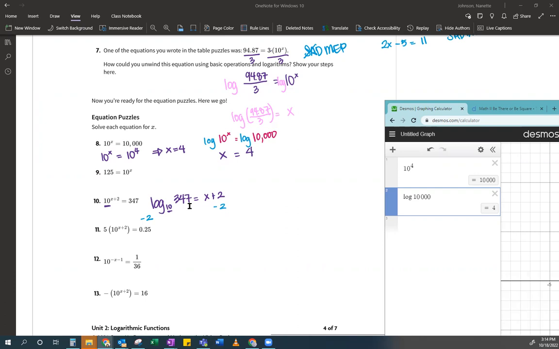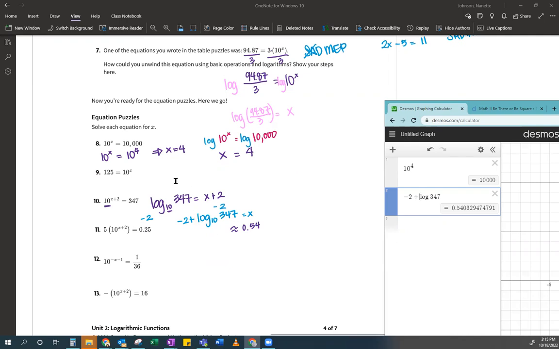So then my answer is going to be -2 plus log base 10 of 347 equals x. And whatever that is equal to on my calculator, that's what the answer is. So I will approximate that. So 347, and then I'm going to go -2 plus that. So it's approximately 0.5403. Okay.